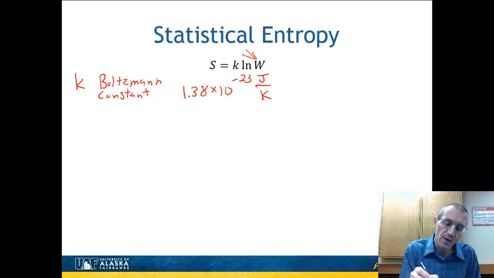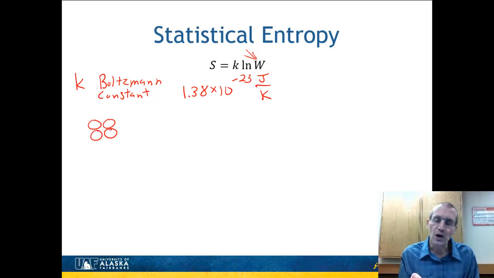And W is the number of different configurations something could take and have the same energy. So what does that mean? Well, let's just take a real simple system here. I'm going to take a crystal that has 4 molecules in it, and I'm going to color 2 of them this way and 2 of them as white.